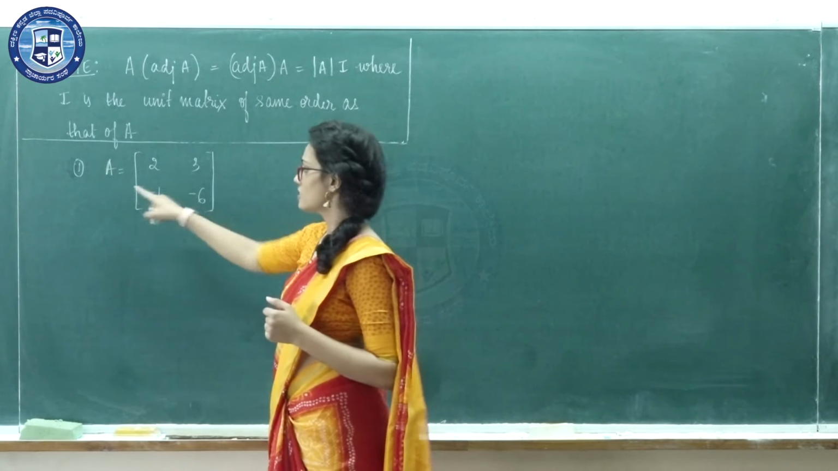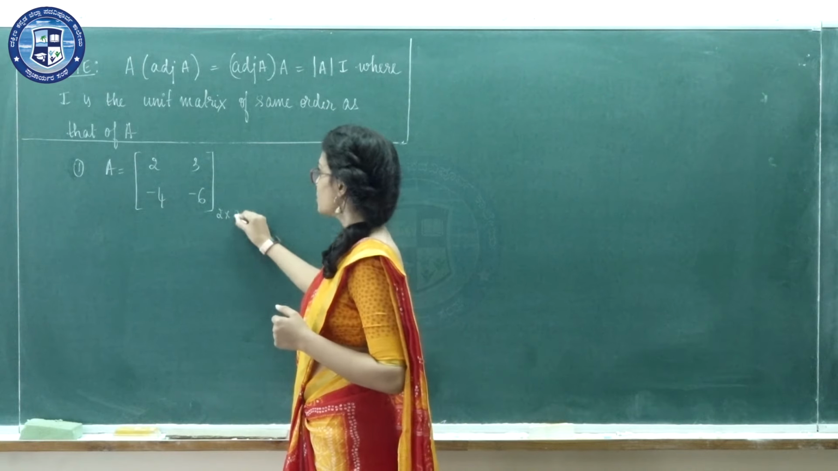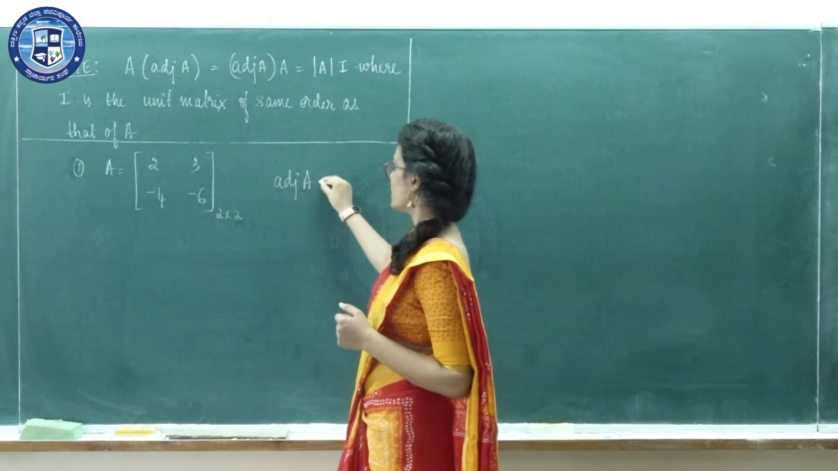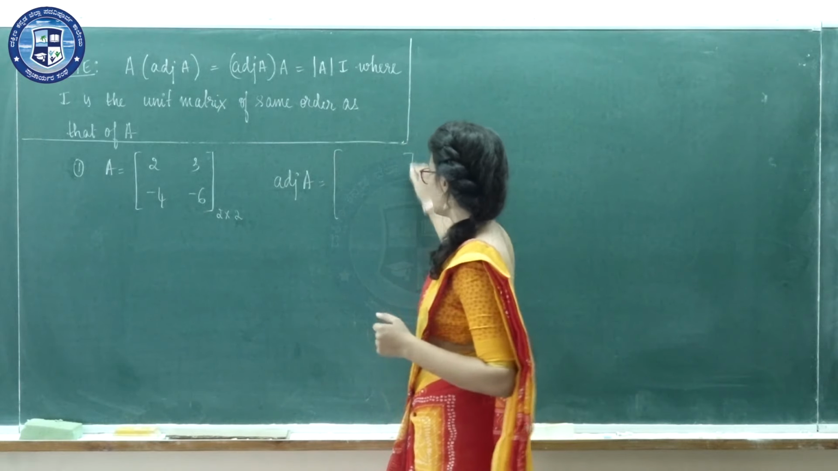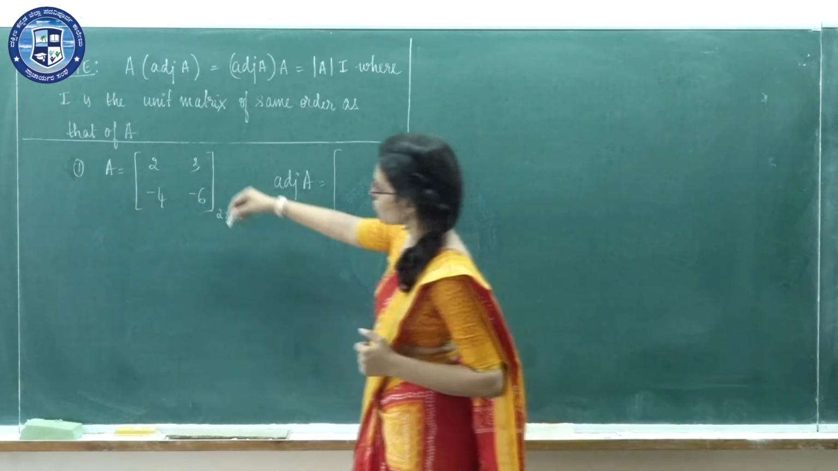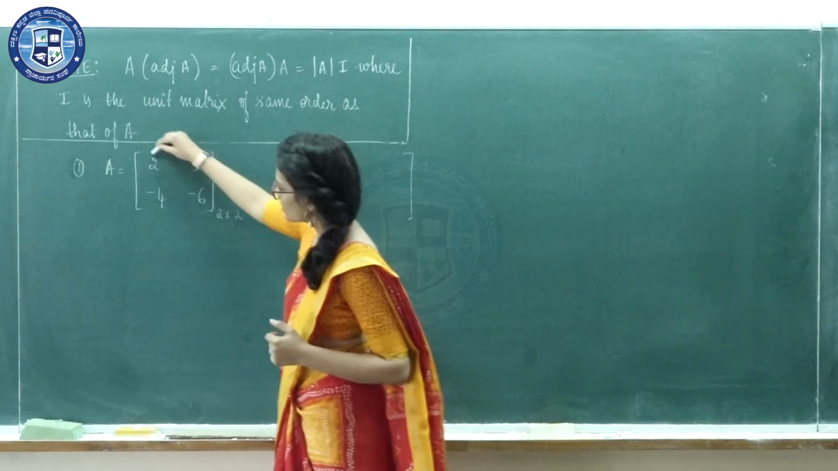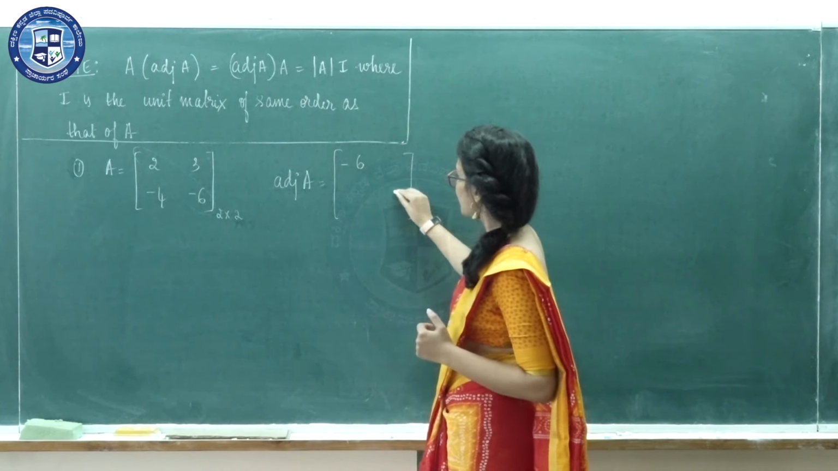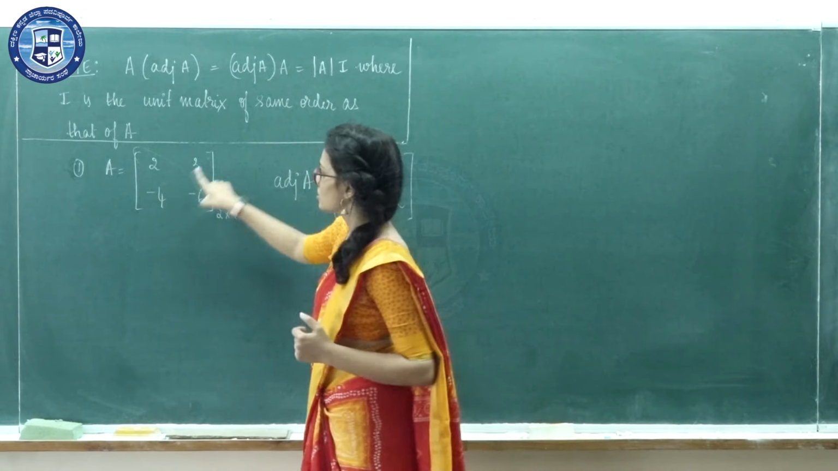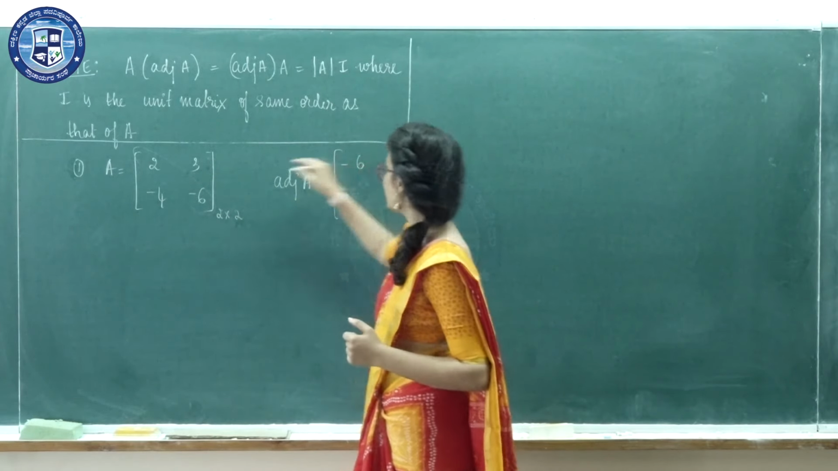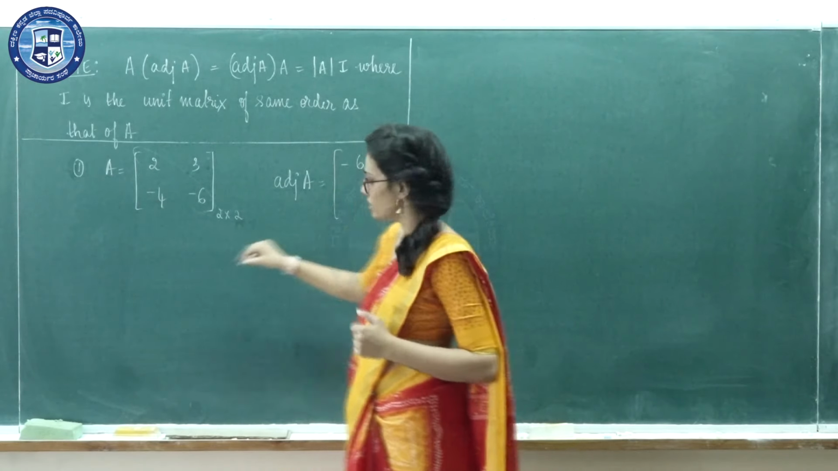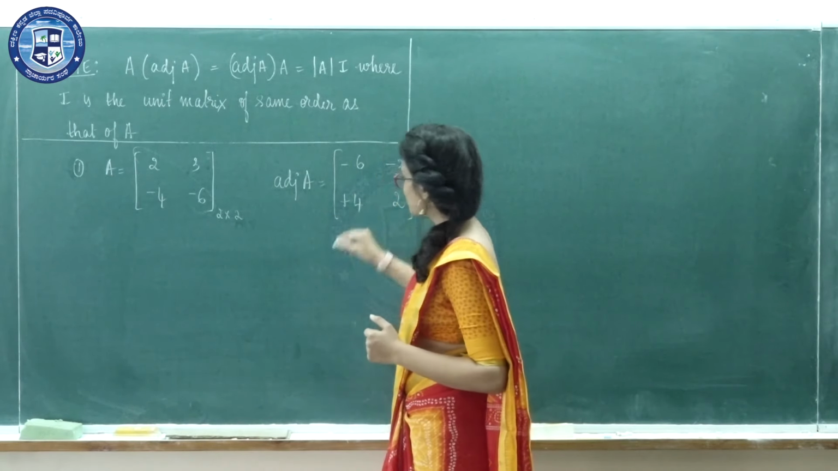So I have taken a 2 cross 2 matrix. So we need the adjoint. So first let us find the adjoint A. And how do we find the adjoint? We can use the shortcut. So we interchange these values. So after interchanging we get minus 6 and 2, and we change the signs. So it is plus 3 here, so adjoint will have minus 3. It is minus 4 here, so adjoint will have plus 4.